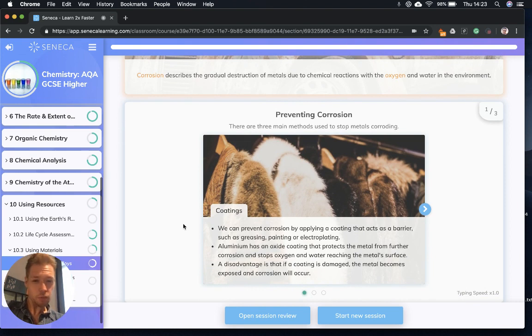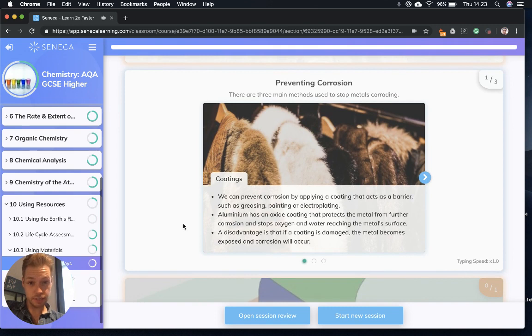There are 3 main methods used to stop metals corroding. Make sure you learn these for your exam. Let's start with coatings. We can prevent corrosion by applying a coat that acts as a barrier, such as greasing, painting, or electroplating. Aluminium has an oxide coating that protects the metal from further corrosion and stops oxygen and water reaching the metal surface. A disadvantage is that if the coating is damaged, the metal becomes exposed and corrosion will occur.